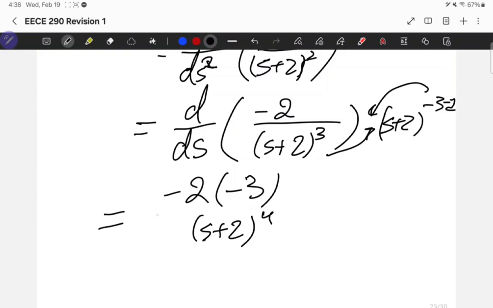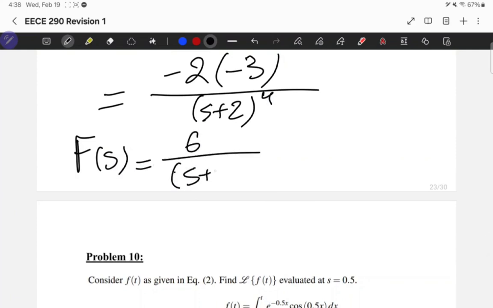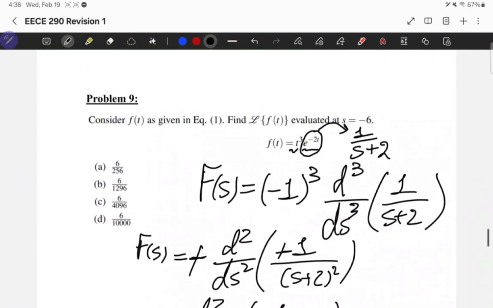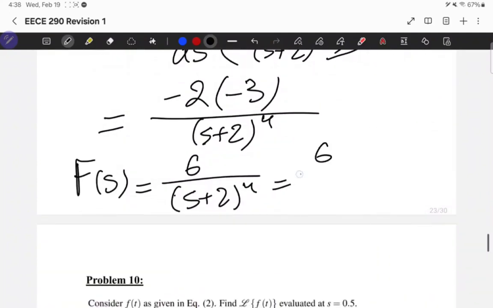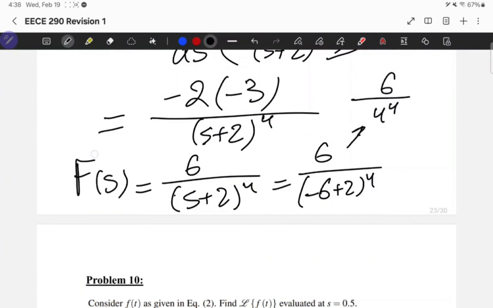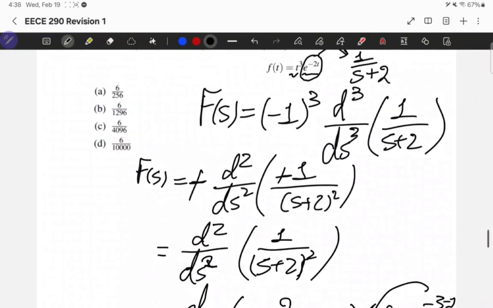So this is my F(s). So F(s) is equal to 6 over (s+2) power 4. Now we have s equal minus 6. So 6 over (-6+2) to the 4. 6 over 4 power 4. So 6 over 2 power 8, basically. 6 over 2 power 8 is answer A. So 6 over 256.